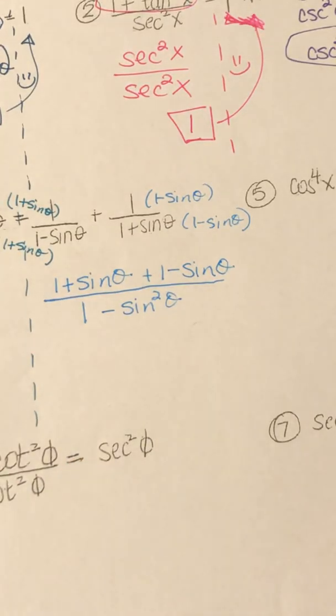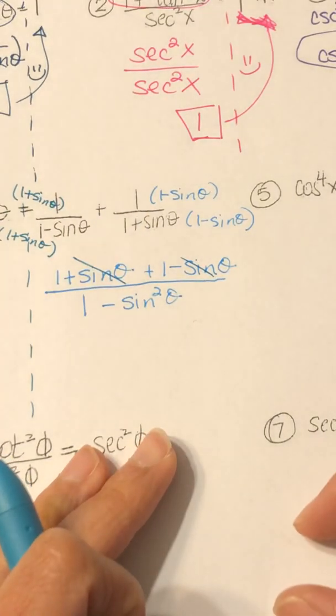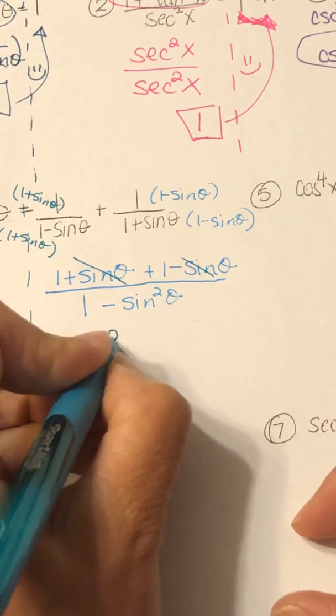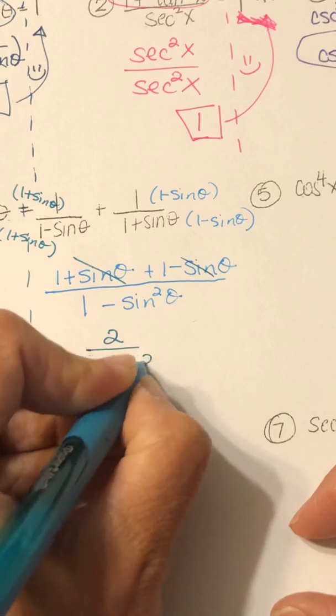All right, now I notice that I have a positive sine theta and a negative sine theta, so they're going to cancel each other out. And 1 plus 1 is 2. So I have 2 over 1 minus sine squared theta.